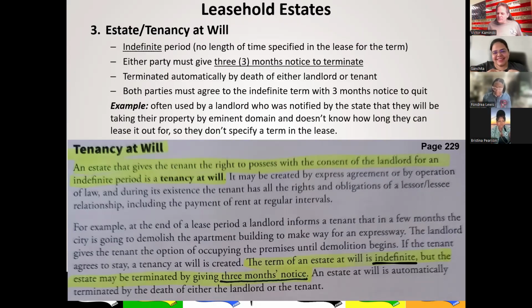Both parties have to agree to that 3 months to terminate. And I put a little explanation here of when it's often used. It's often used when somebody's notified their property is going to be taken by eminent domain. The landlord still has to pay their taxes and their mortgage on the property. So they could still rent it out, but you can't give long rental terms because you may have to deliver it vacant to the state at some point. So a tenancy at will would be the best option.